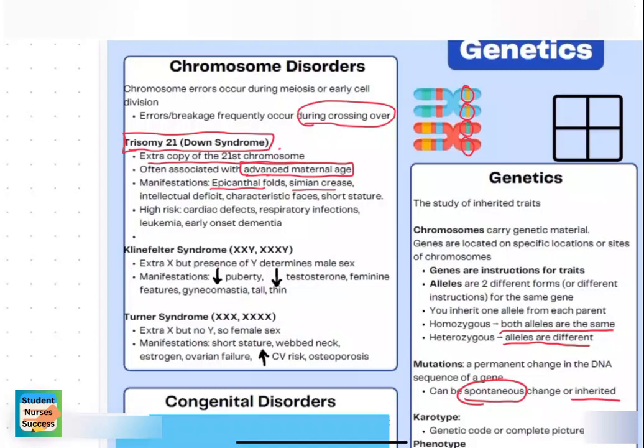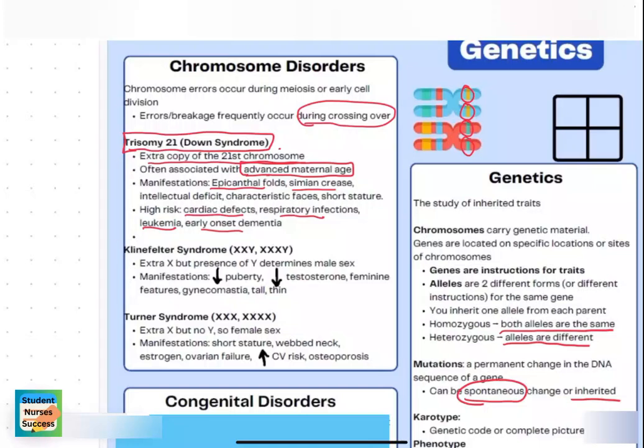We know that individuals with trisomy 21 are at high risk for having congenital cardiac defects when they're born. They get increased respiratory infections and have a degree of immunocompromised status. They are at higher risk for leukemia and early onset dementia.